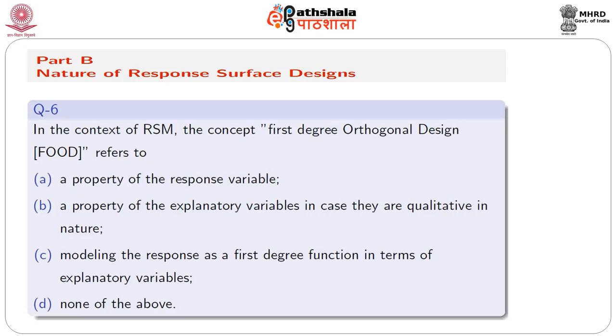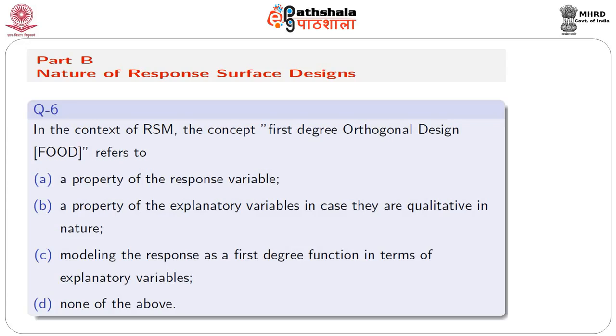In the context of RSM, again, the first order orthogonal design, FOOD, refers to a property of the response variable, a property of the explanatory variables in case they are qualitative in nature, modeling the response as a first order function, should it be first order? Yes, first degree or first order function in terms of explanatory variables, or none of the above.